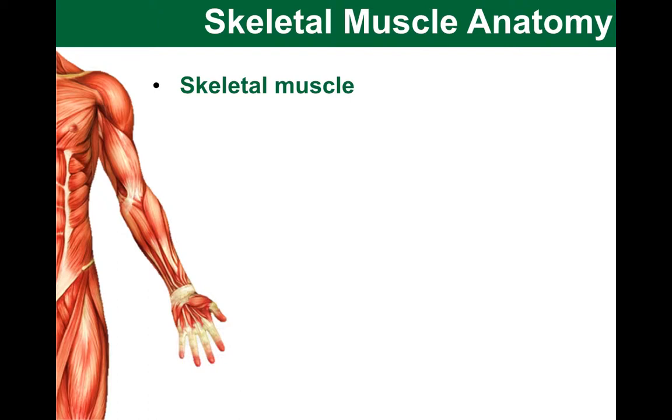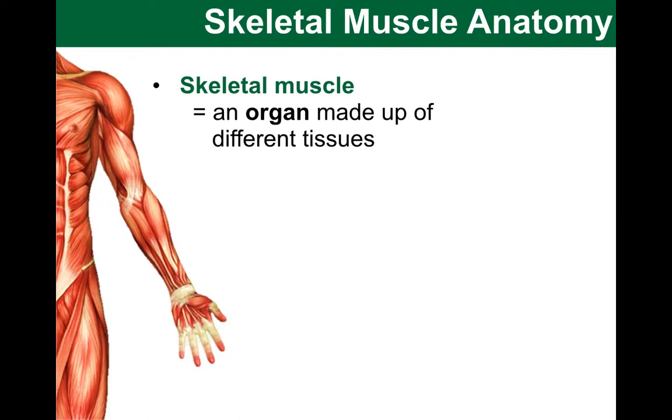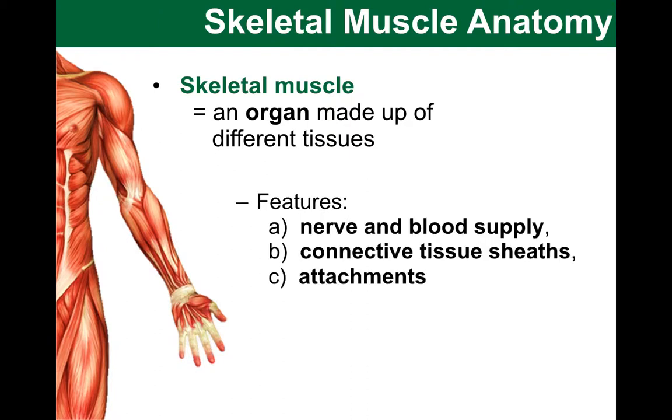But now we are going to approach the skeletal muscle as an organ. And this organ is made of different tissues, and these share some important features. In addition to the connective tissue that wraps around the muscle structures, we have nerve and blood supply to the muscle, and of course attachments to allow it to anchor to its origin and insertion.